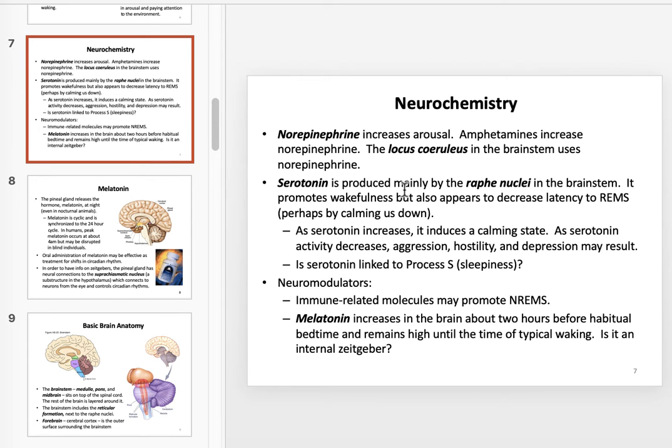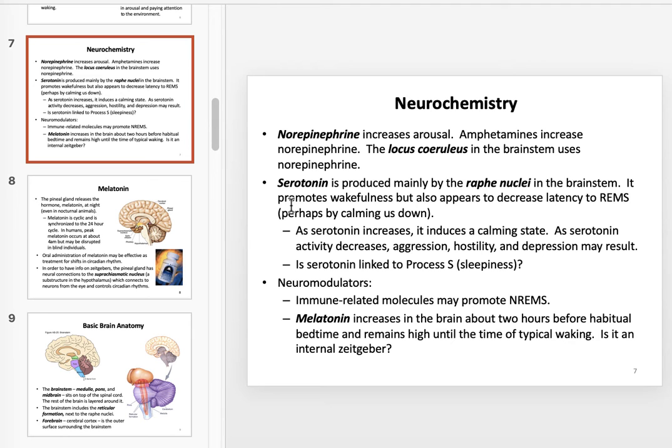Other neurochemicals that are important, we got norepinephrine. Norepinephrine is about vigilance and paying attention to your environment. And amphetamines actually increase norepinephrine. The main structure that causes arousal and vigilance in your brain, specifically the brain stem, is an area called the locus coeruleus, and the neurons in that area that make up that structure use a lot of norepinephrine.